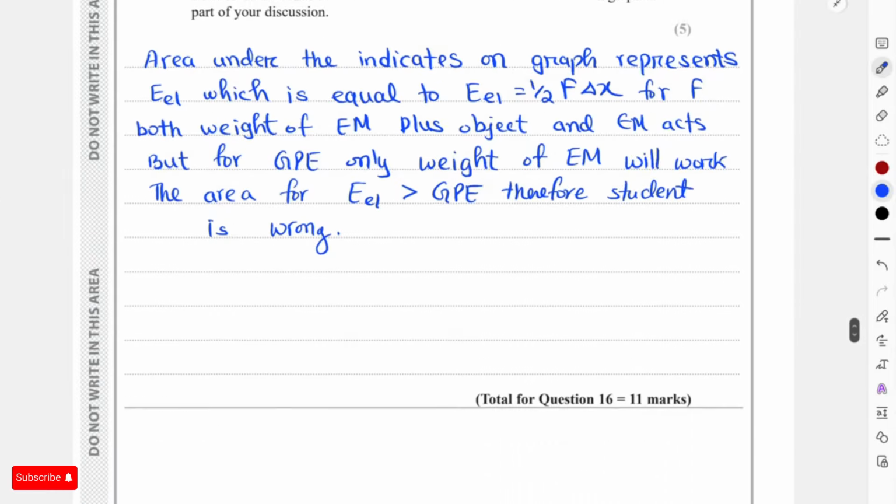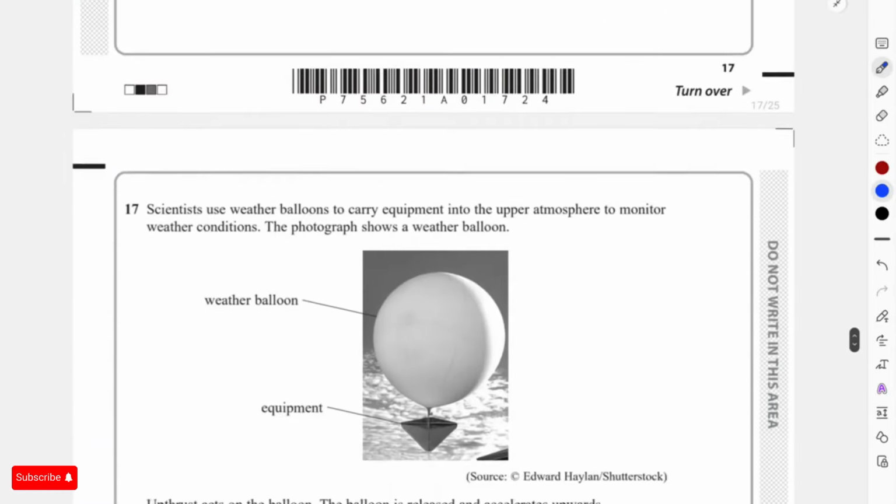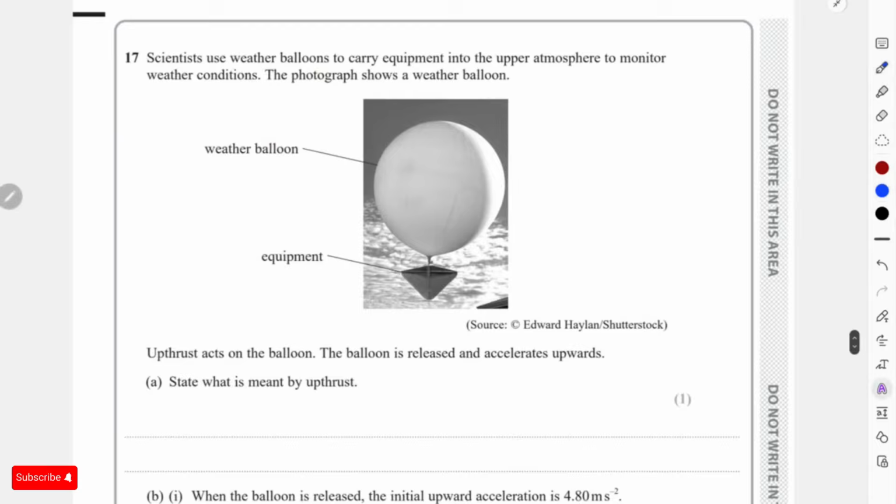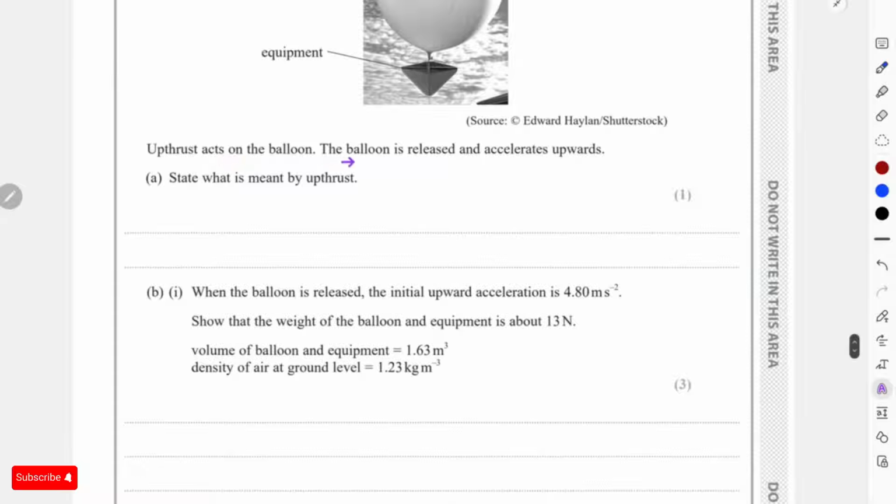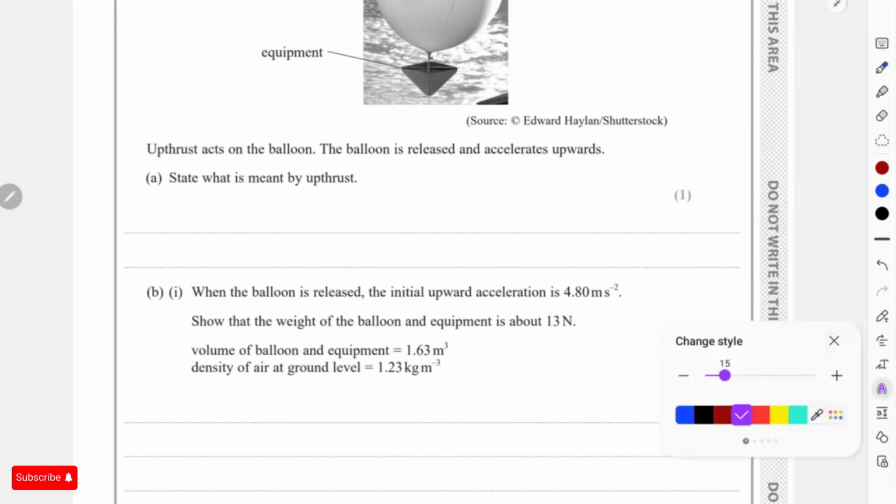We'll move on to question 17. It says that scientists use a weather balloon to carry their experiment into the upper atmosphere to monitor weather conditions. The photograph shows a weather balloon and upthrust acts on the balloon. The balloon is released from rest and accelerates upward. What is meant by upthrust? Obviously the definition: an upward force caused by the displacement of the fluid by an object, right?